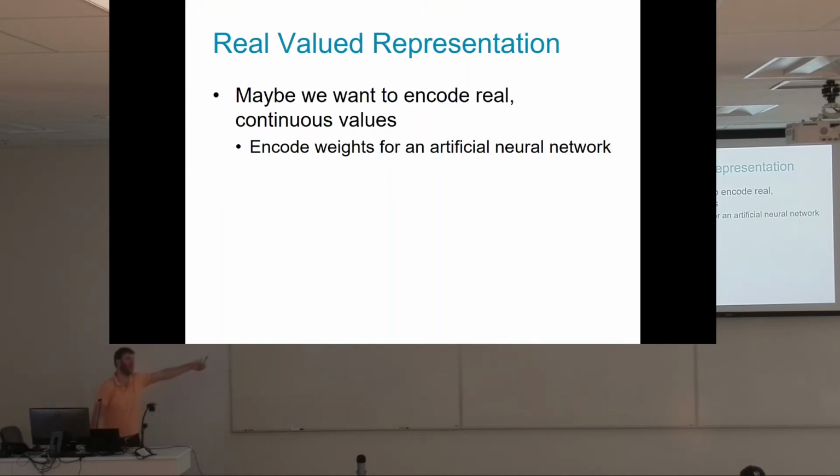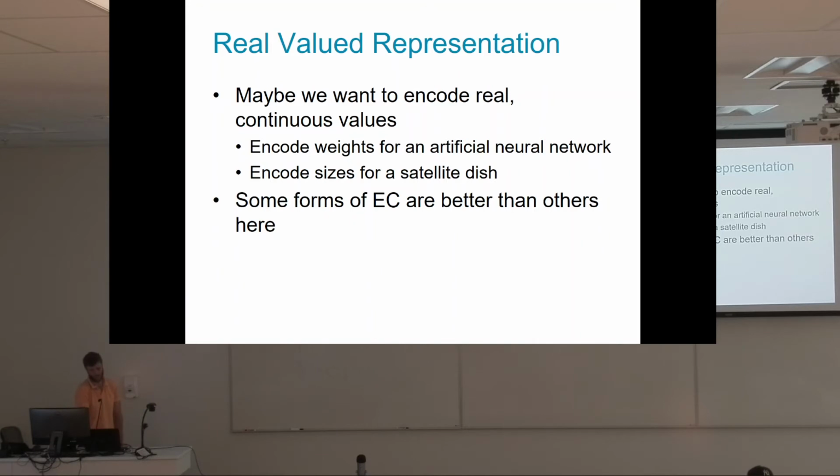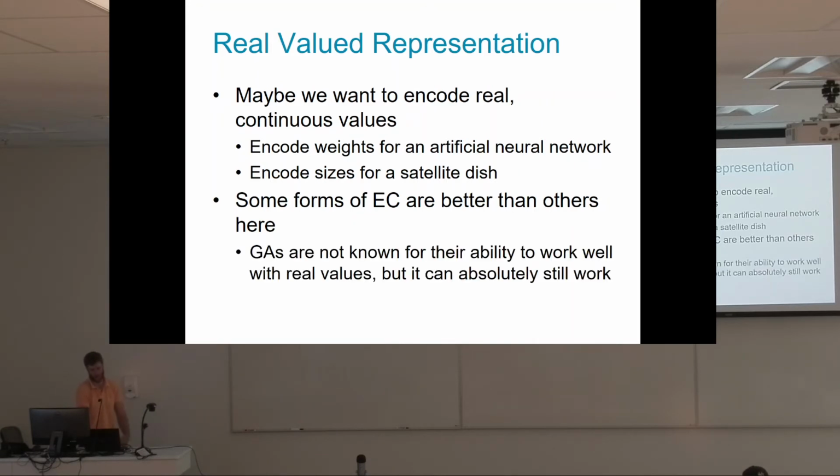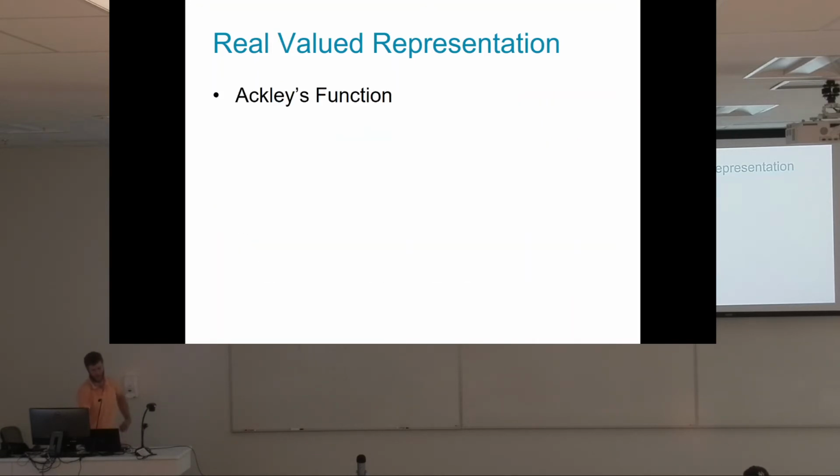I can use a GA to maybe encode weights for a neural network. Evolutionary neural networks, great. I evolve the weights with real values here. Maybe I'm encoding the size of a satellite dish, like people have done at NASA. Some forms of EC are better here than others. GA, yeah, there we go. They're not great for it.